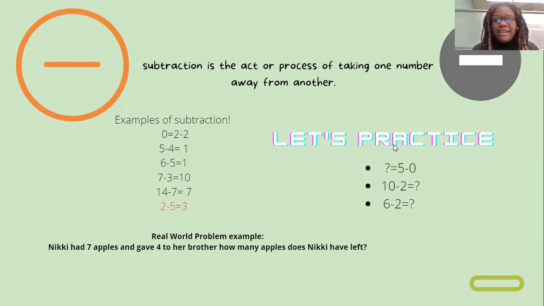So once we think about it like real world situations, it's kind of easier to understand the problem. But we also have strategies that will help us count if we get lost. And I will show you that in a minute. I want y'all to take a look at 2 minus 5 and tell me why the answer is incorrect or why I have it highlighted in red.